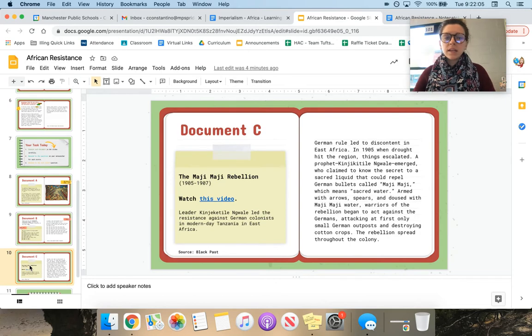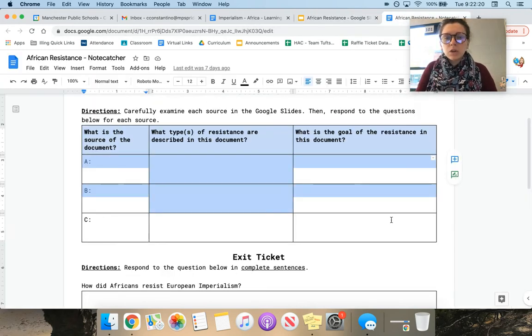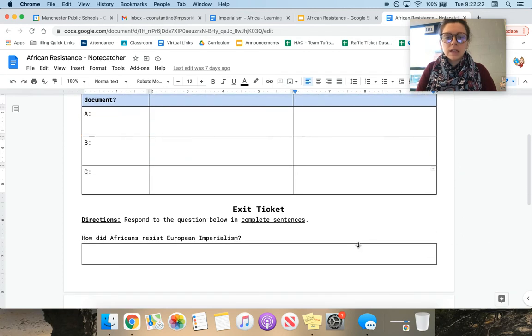The last document is a video, so make sure you don't miss this link, about the Maji Maji Rebellion in modern-day Tanzania. So again, watch the video, read the text on the right, decide if this is violent or nonviolent resistance. And just as a reminder, as you're looking at each document, you want to respond to the questions. And don't forget the exit ticket, bringing us back to that big question: how did Africans resist European imperialism?